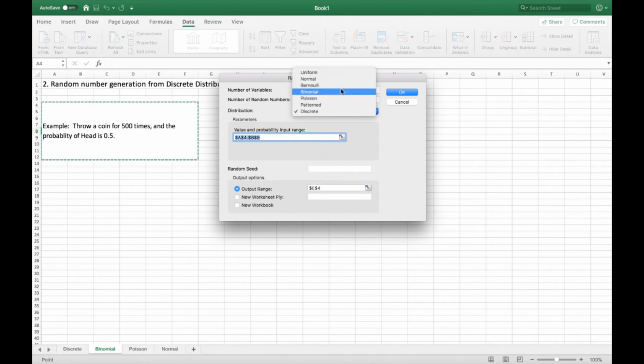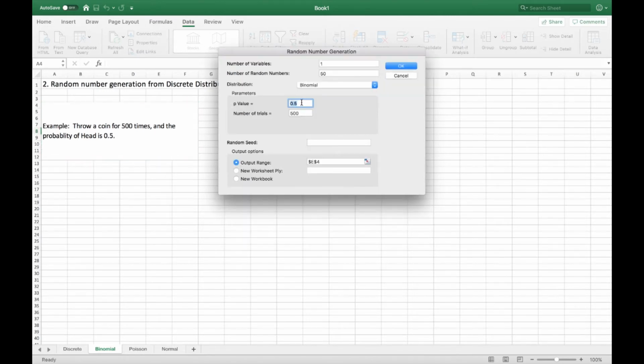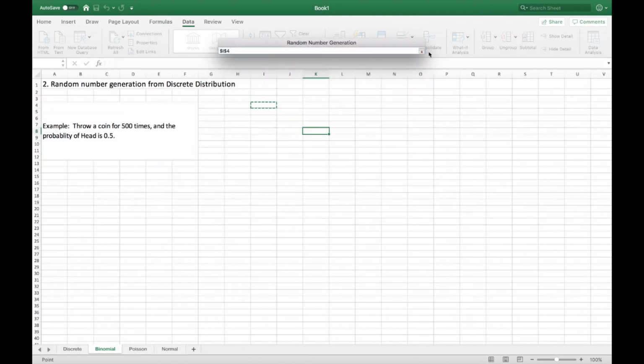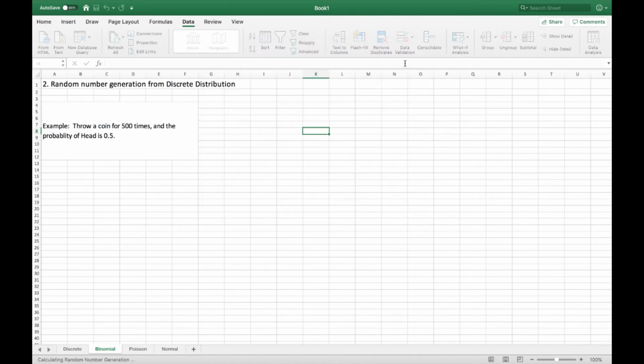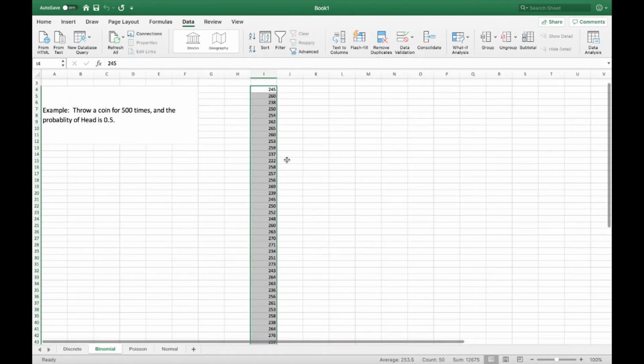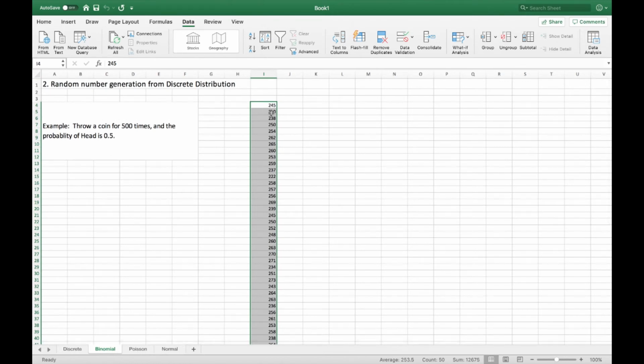And the distribution is binomial. The p-value is just the probability of a head each time, which is 0.5. And the number of trials is shown on the screen, it's 500 times. And the output range, choose, okay, click OK. So this is the number that we got. 245 means that there are 245 heads out of 500.